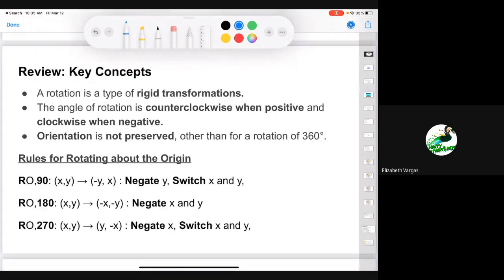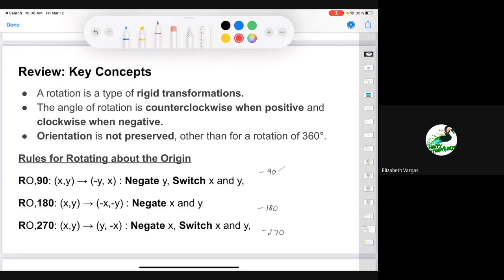So we learned that a rotation is a type of rigid transformation. The angle of rotation is counterclockwise when positive and clockwise when negative. Orientation is not preserved other than when we have a rotation about 360 degrees. And then we had specific rules for rotating about the origin. The last thing that we learned is that whenever we have a negative rotation, for example, negative 90, negative 180, and negative 270, what we want to do is apply these different rules backwards.